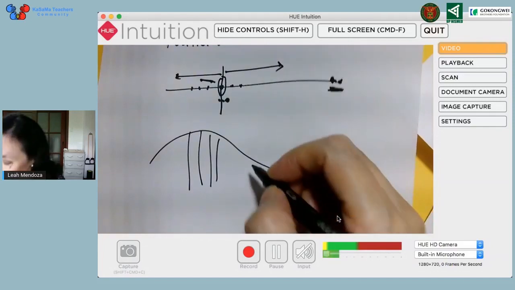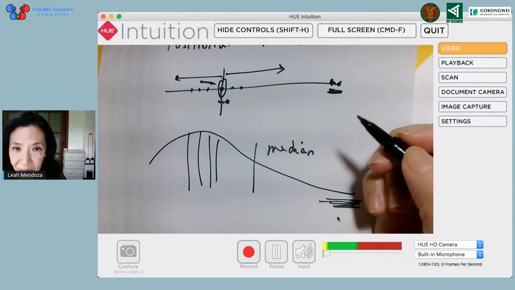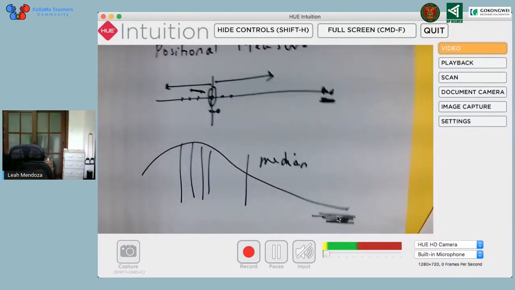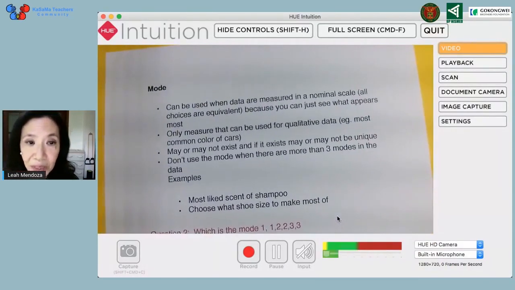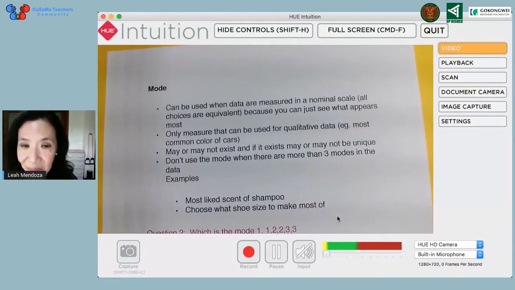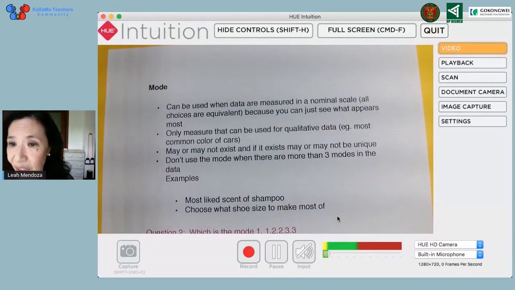You use the median and not the mean. Okay, now let's go to the mode, which is the third measure of central tendency. So the mode. Take note of this: the mode can be used when data are measured in a nominal scale.